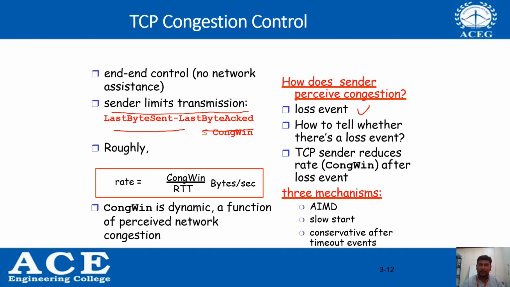So whenever the sender identifies congestion in the network, it will try to reduce the congestion window size. In case there is no congestion, it can increase the congestion window size, but whenever it senses congestion in the network, it has to reduce the congestion window size. So there are three different mechanisms adopted by the sender whenever there is congestion in the network. What are they? The first one is called additive increase, multiplicative decrease. The second one is referred to as slow start, and the third one is conservative after time events.